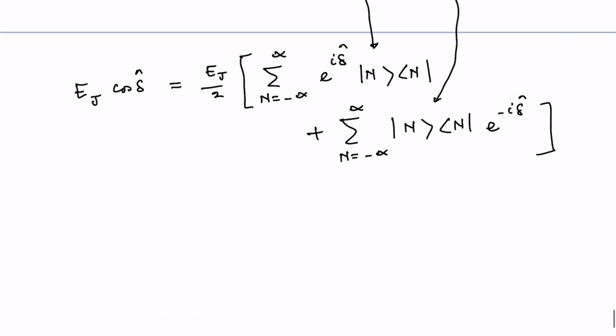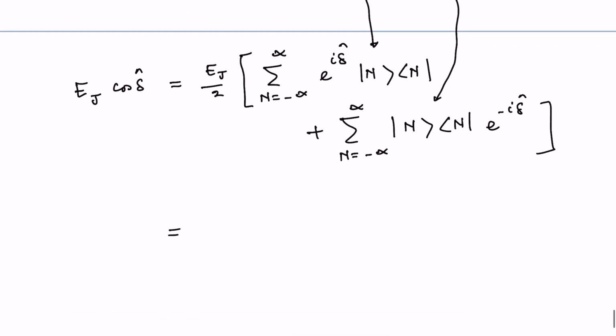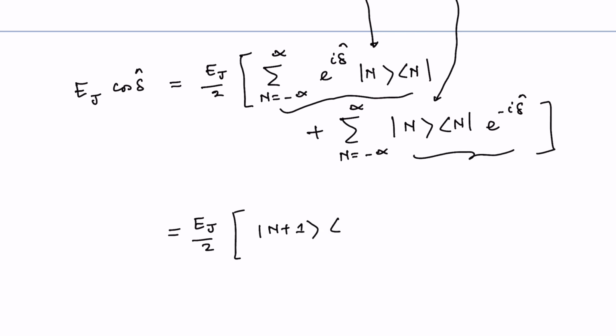Okay, so this results in Ej by 2, and here already I have worked this term. Similarly you can have this term. You will get ket n plus 1 bra n plus ket n bra n plus 1. Okay, so this is what was required.